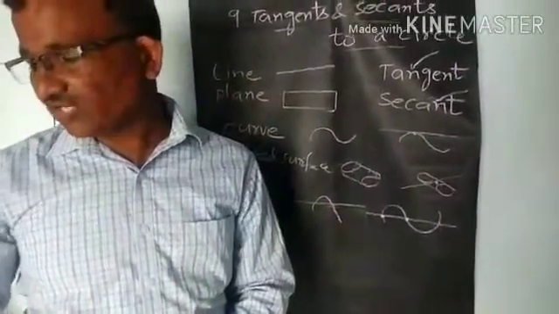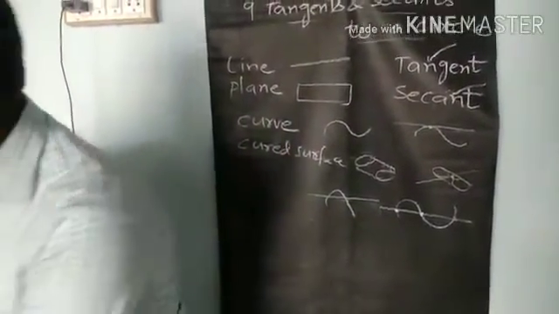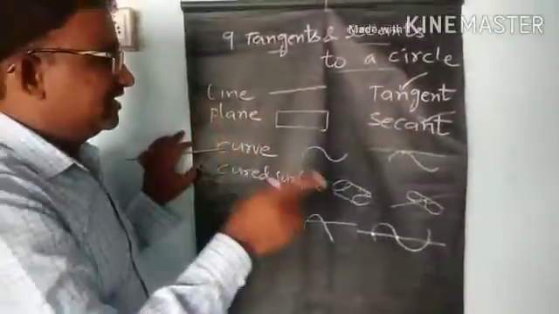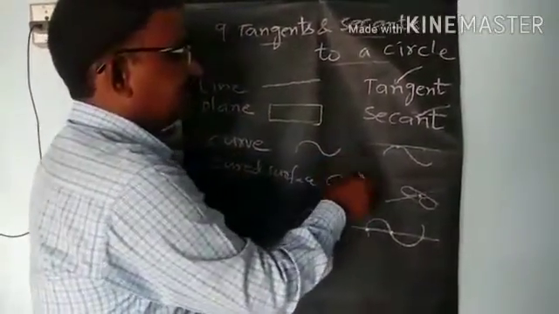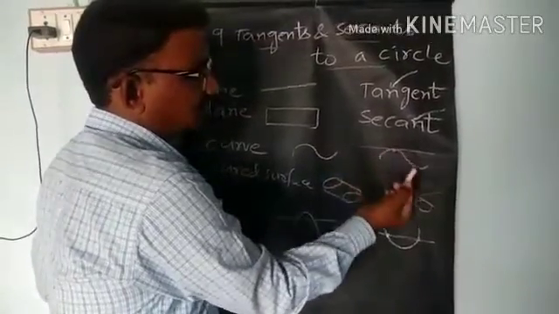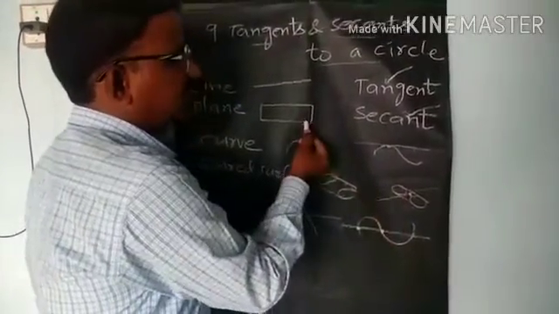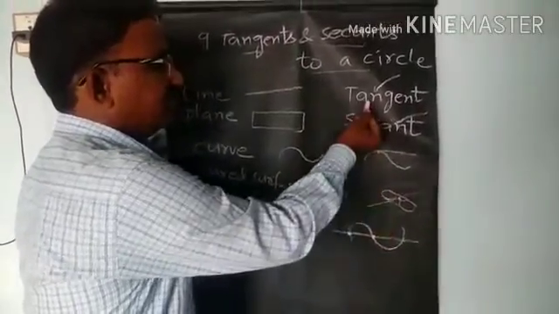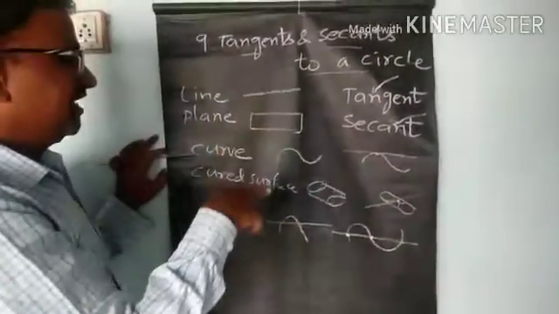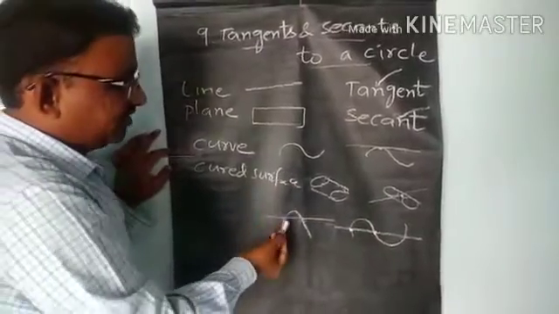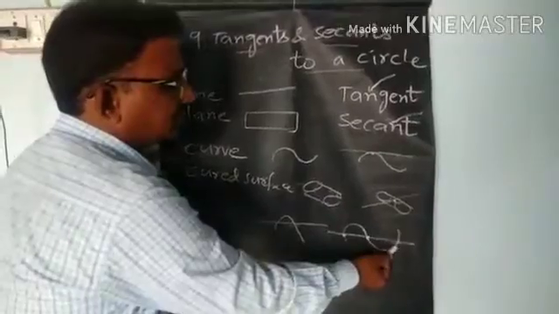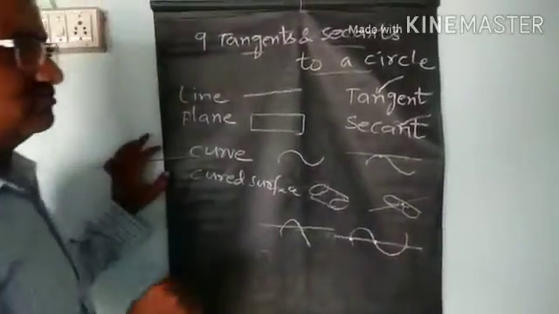So with this we can conclude one important thing: what do you mean by tangent? The line or plane that touches the curve or curved surface at exactly one point is said to be tangent. Coming to the secant, what do you mean by secant? A line that intersects the curve at exactly 2 points or more than 2 points is said to be secant to a circle.